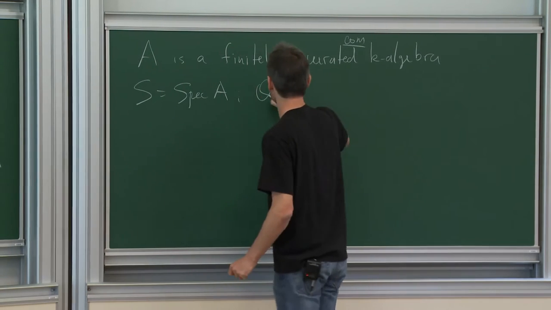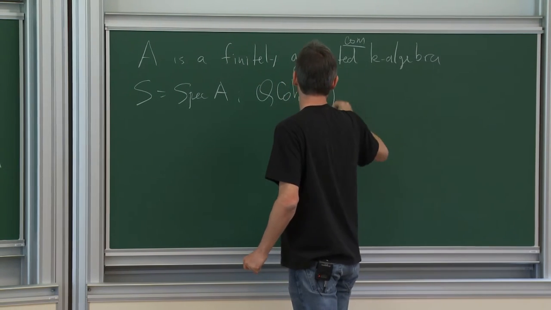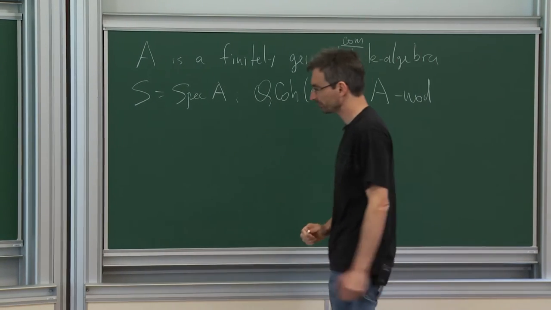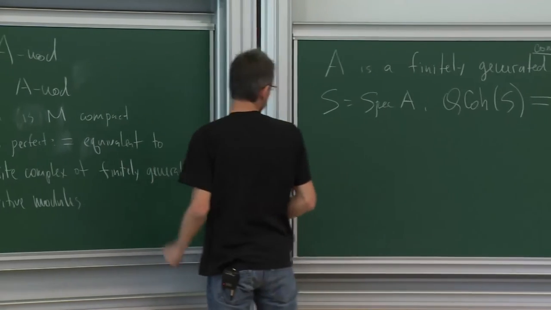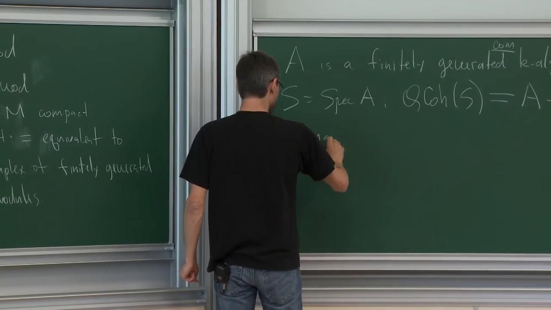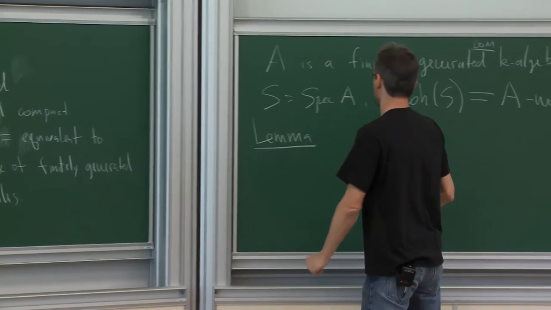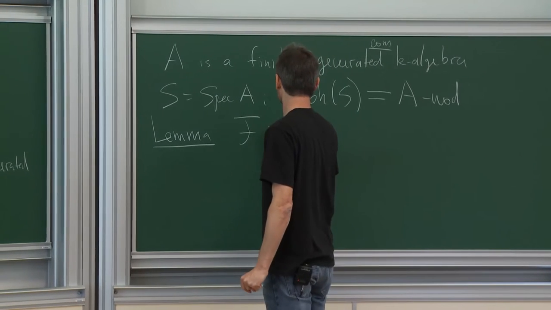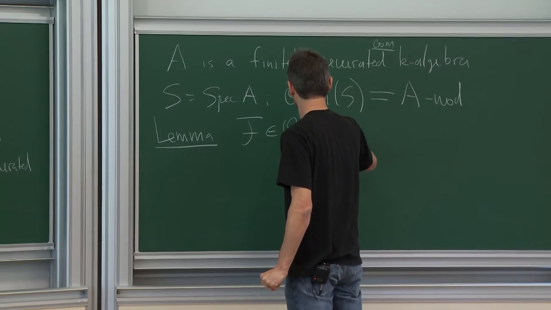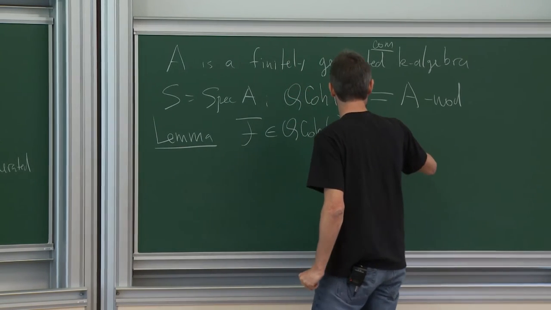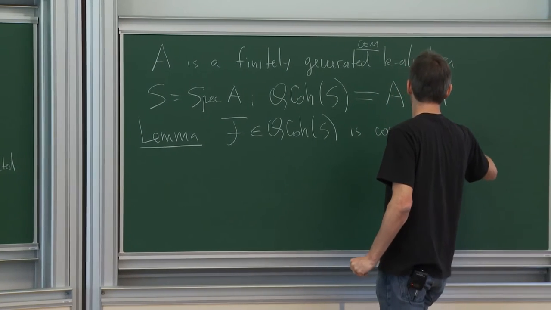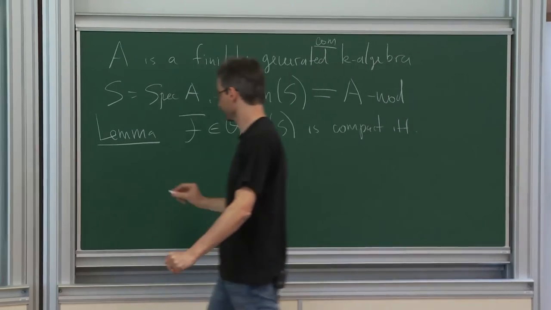And so when I write quasi-co of S, by definition it means what I denoted A mod, the unbounded derived category. So from here, we see the following. Let me call it a lemma. An object is compact if and only if it satisfies the following two conditions.